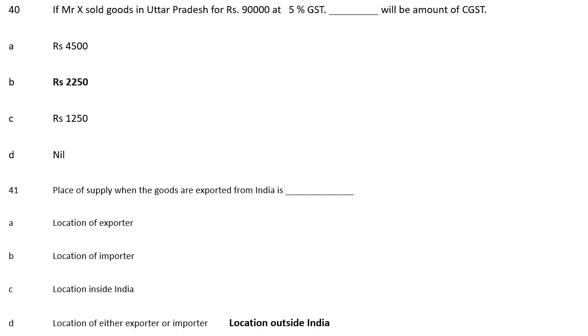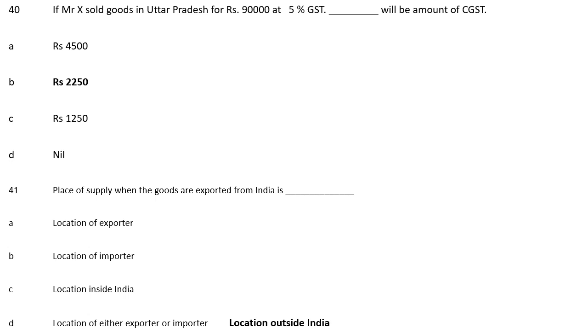If Mr. X sold goods in Uttar Pradesh worth rupees 90,000 at 5% GST, dash would be the amount of CGST. Option A 4,500, option B 2,250, option C 1,250, option D nil. The correct answer is option B, 2,250. If you take 5% of 90,000, it will be 4,500, but this will go for the SGST and CGST. So SGST 2.5% and CGST 2.5%. So your answer will be 2,250 as the amount that should be given to the CGST.